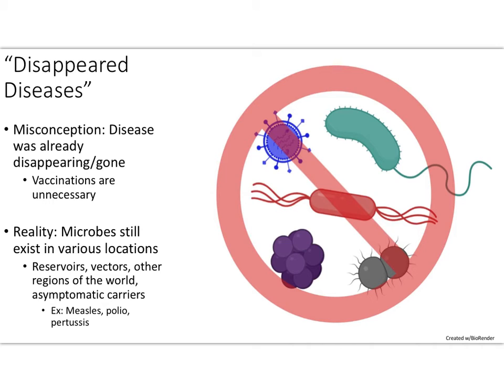The only disease we've ever been able to eradicate through vaccination is smallpox. So unless you're talking about smallpox, the diseases and the microbes that cause them absolutely still exist. And if we stop vaccinating, they will come back and we will start seeing people, especially children, getting sick.